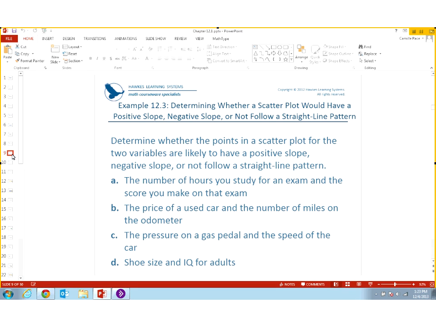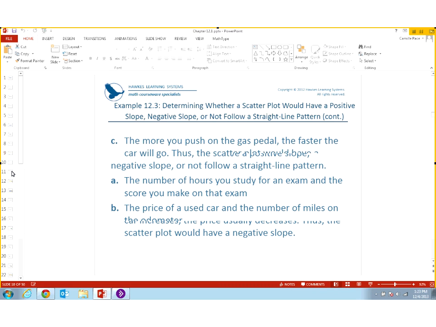You press on that gas, what happens to your speed? It increases. So that's a positive slope. So for the last one, shoe size and IQ for adults. Well, shoe size really doesn't determine anything. That's more of an indication of height and everything, but it has no bearing on your IQ. So that would be no slope.